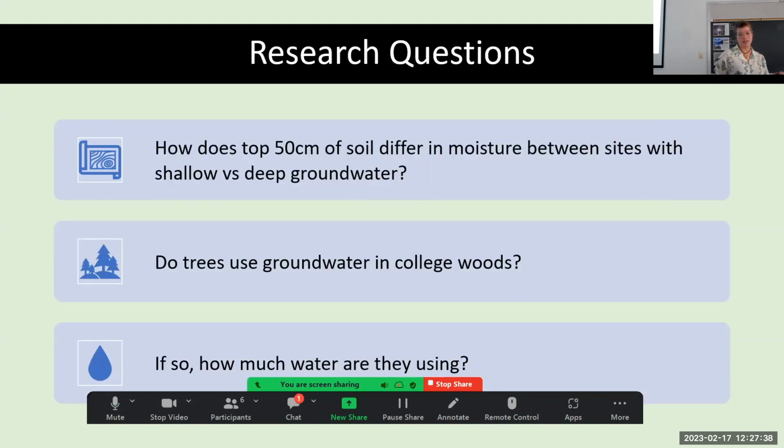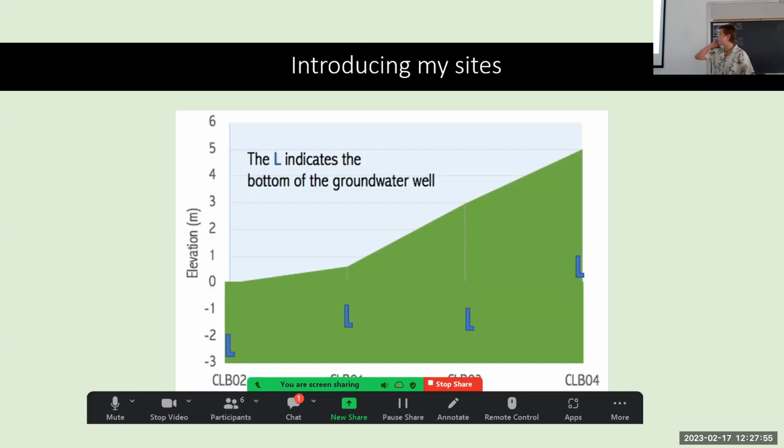So our research questions are going to kind of guide us through this presentation, and we're going to start with how the top 50 centimeters of soil differs in moisture between sites with shallow versus deep groundwater. And then, do trees use groundwater in College Woods? And if so, how much are they using? So I'm going to introduce my sites.